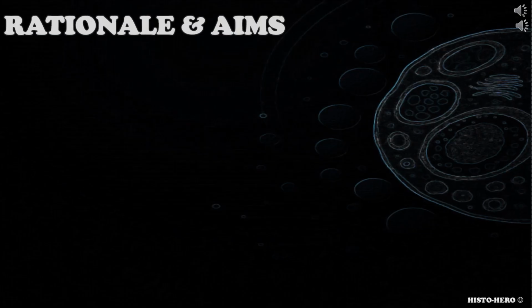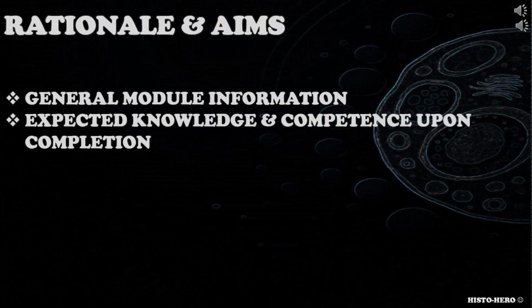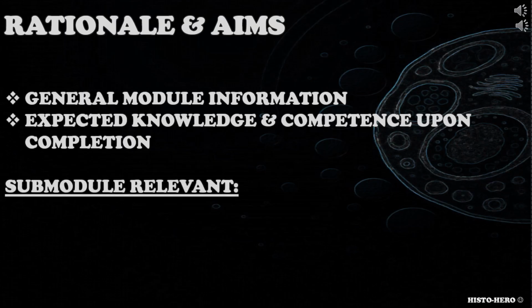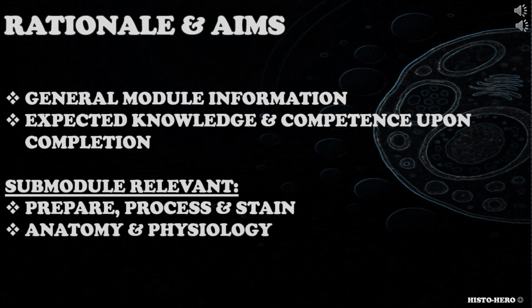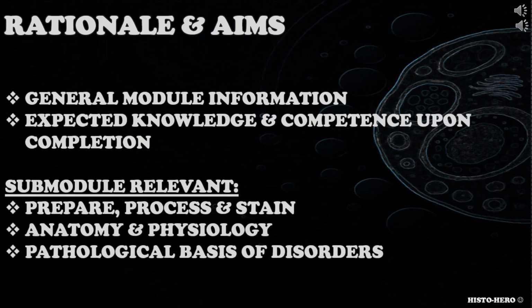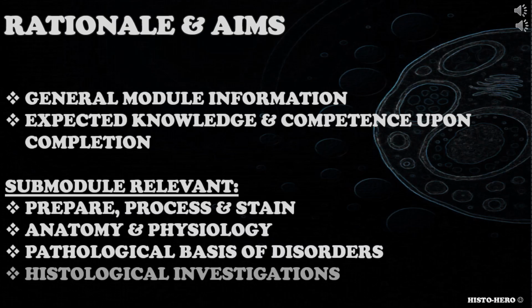Rationale and aims of this submodule outline the general information and expected knowledge and competence that the candidate needs to achieve when this submodule is completed. These are relevant to each submodule. For this submodule, the expectations are that the candidate will be able to prepare, process and stain breast histology samples, gain a clear understanding of the anatomy and physiology of breast tissue, the pathological basis of disorders of breast tissue and how these disorders may be investigated histologically.